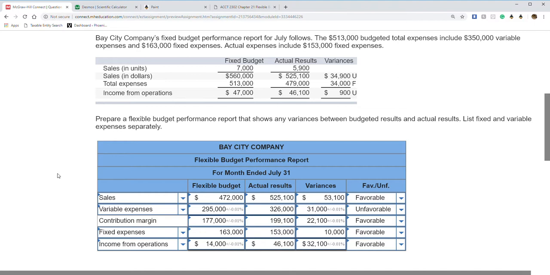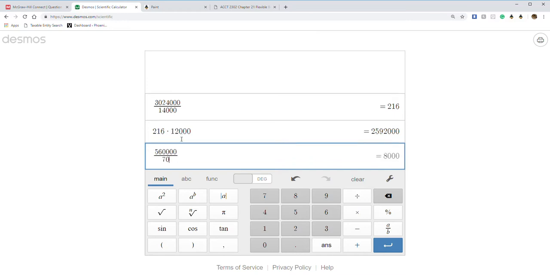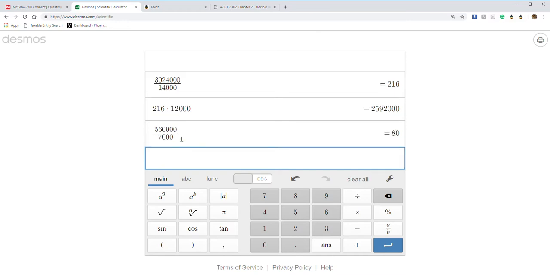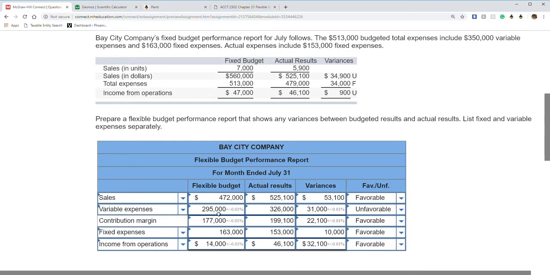Reason why is because we got to get to 5,900. So what you're going to do is taking your sales and divide it by your fixed budget. And that gives us the $80, and then you take the actual units that we did and multiply by that amount. That's where we got the 472 that you see in the answer. Okay, so from there you gotta do this also with our variable expenses.